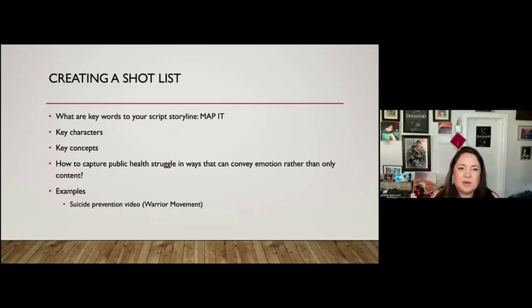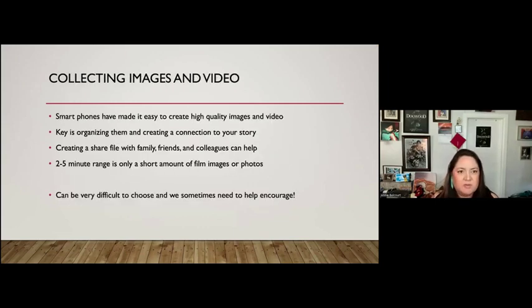And then your shot list is where you're actually visually mapping it. That could be literally creating, here's your theme, say tobacco use. Here's your key story: somebody that you know who had struggled with tobacco use and wants to tell their story about how they quit. So key concepts, key characters, and then conveying the emotion of some of the struggles they've encountered, and how they have coped with triggers that make them feel like smoking or what have you. And then examples. And before we wrap up, we'll watch this warrior movement video too.